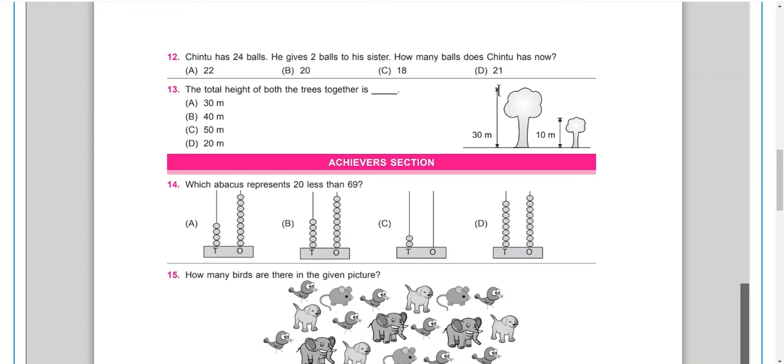Logic means what we have to do with this. There are 2 trees and they are asking what is the total height of both the trees together. Where is it written longer? Together. Oh, together. I saw longer.